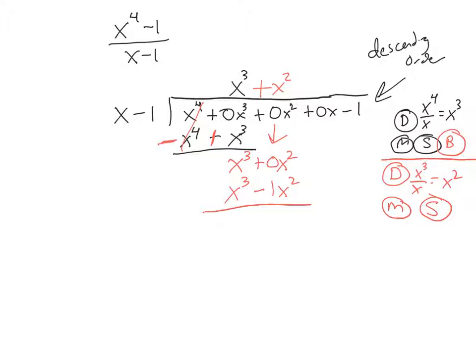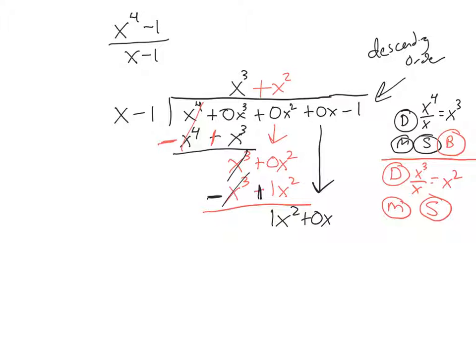So let me get a different color up in here. And I'm going to change my signs, because that's what subtraction does, right? It changes our signs. So these cancel like we always expect them to do. And then we get 1x squared. And I bring down that next number, so plus 0x.